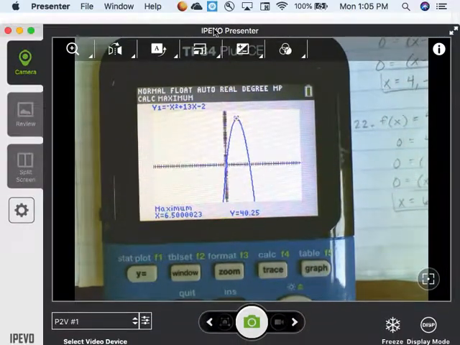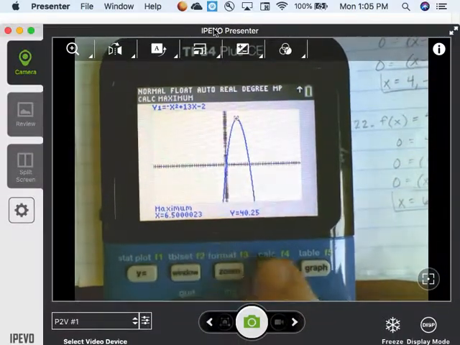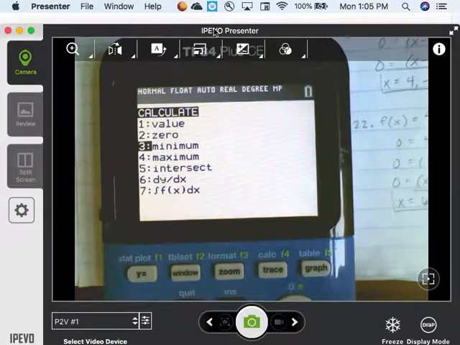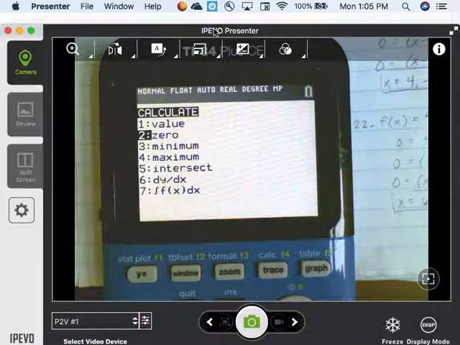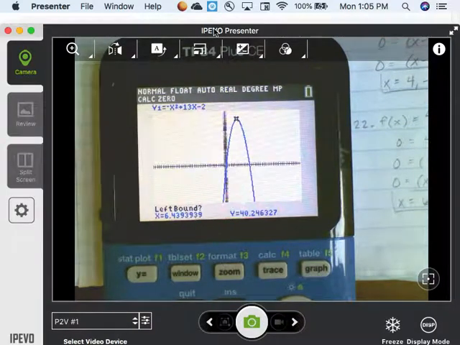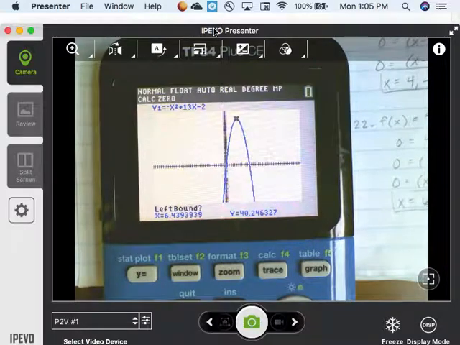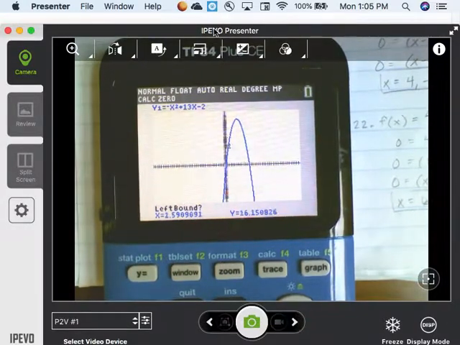Okay. But this time when I go to second trace, instead of choosing minimum or maximum, I'm going to choose the 0 option. So I can choose 0, and then it's going to ask me the same 3 questions. Left bound, right bound, guess. So it's saying get on the left side of your 0. If I want to find this 0 down here, I'm going to hit to the left, to the left, to the left, to the left.